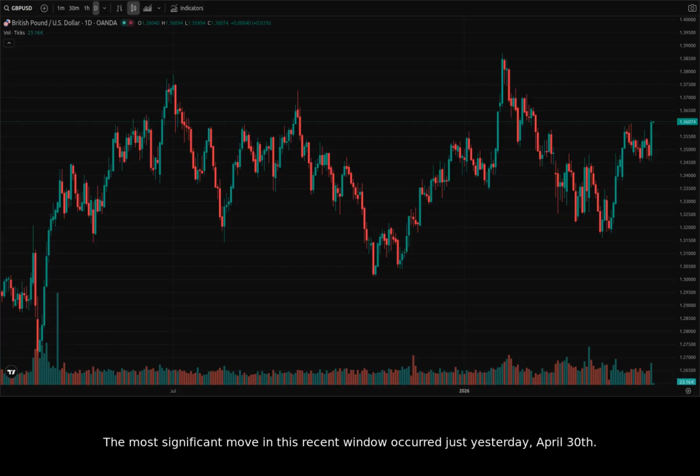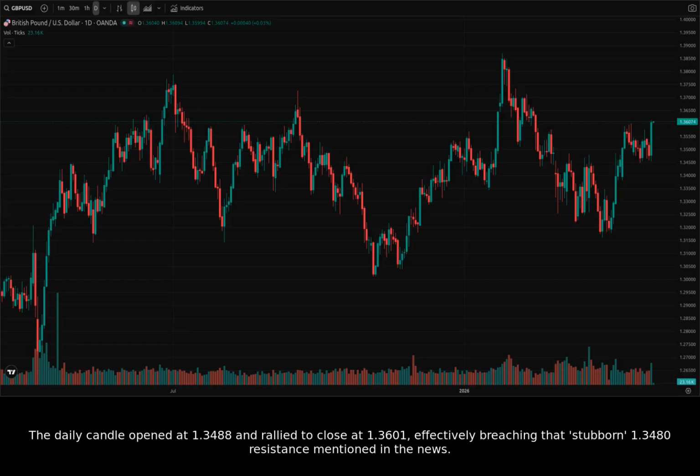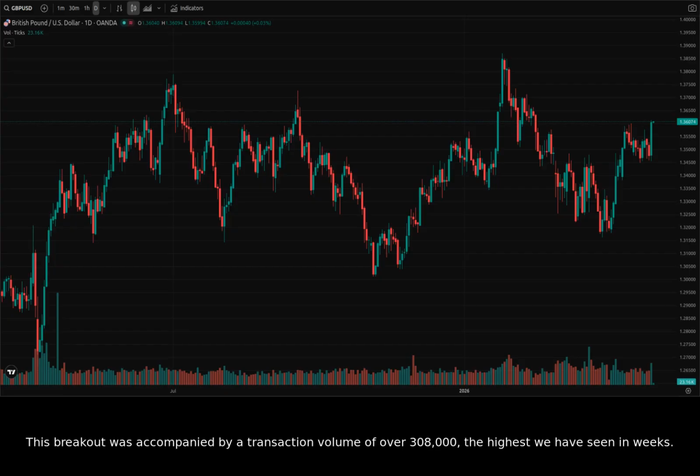The most significant move in this recent window occurred just yesterday, April 30th. The daily candle opened at 1.3488 and rallied to close at 1.3601, effectively breaching that stubborn 1.3480 resistance mentioned in the news. This breakout was accompanied by a transaction volume of over 308,000, the highest we have seen in weeks. High volume on a breakout usually confirms that the move has institutional backing rather than being a retail trap.